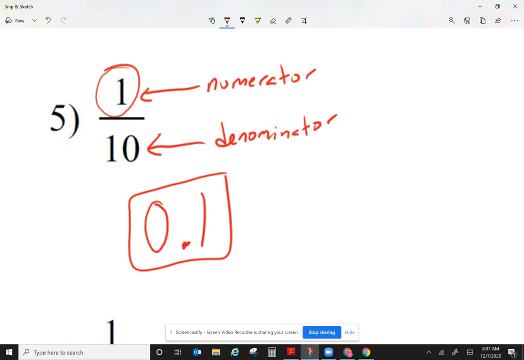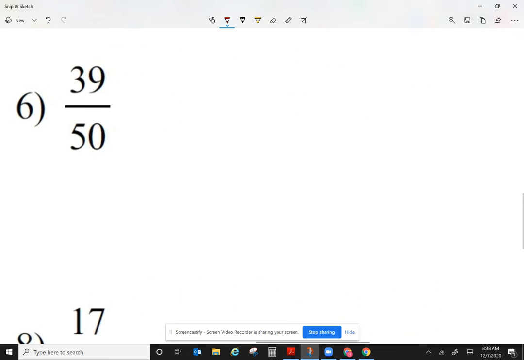I want the denominator, the number at the bottom, to be a 1 with zeros. My answer will have the numerator, the number on the top, but then I look at how many zeros at the bottom to know how many decimal places.